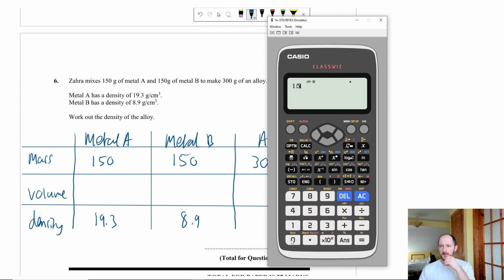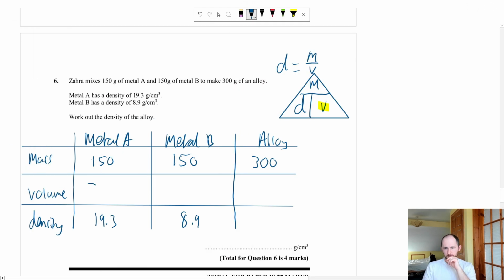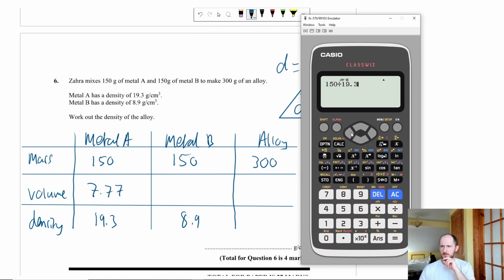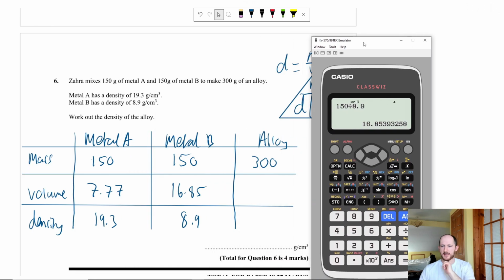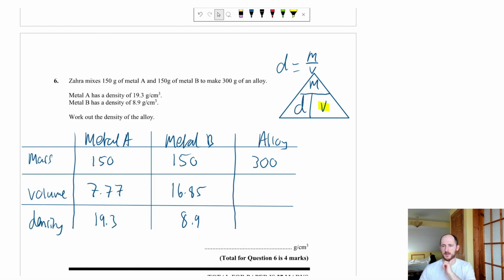150 divided by 19.3 gives 7.77. Do the same thing with metal B, so I'm just going to change that to 8.9. 150 divided by 8.9 gives 16.85, let's call it. So again, all you need to do is add those two volumes together to get the volume of the alloy. So I'm going to take that, add 7.77, and we get 24.6 as our volume here.